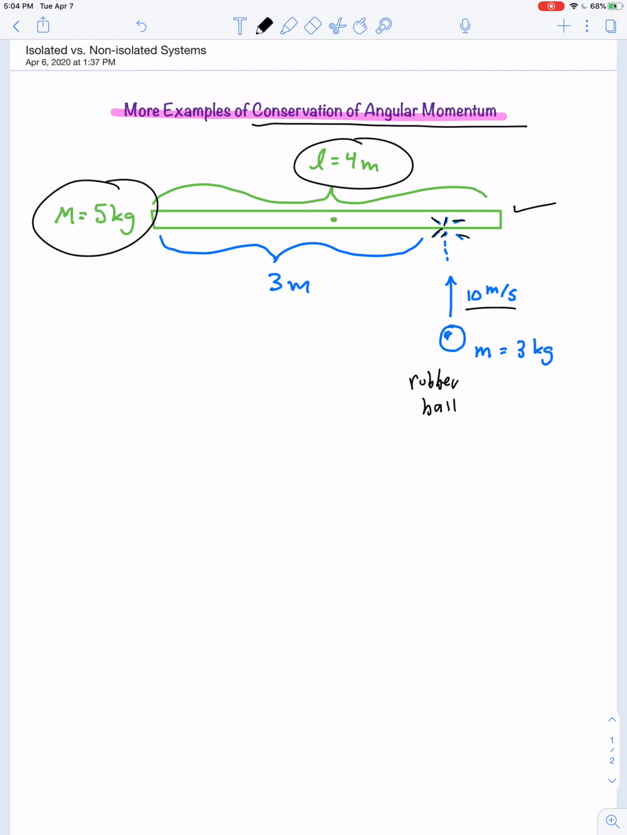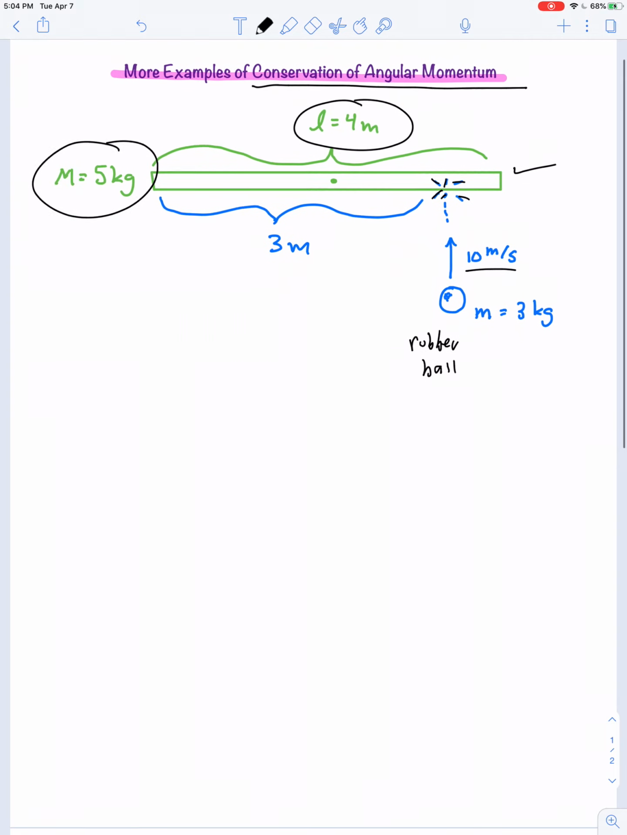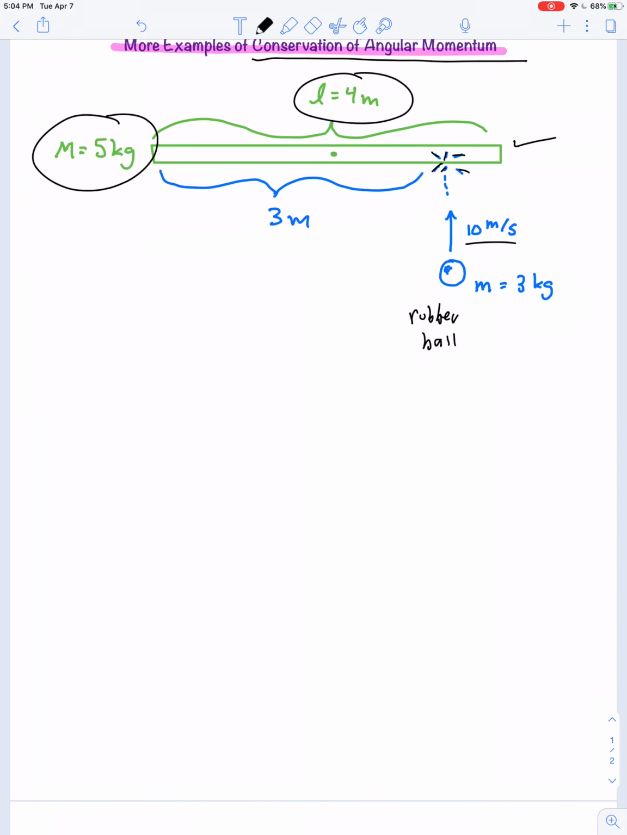So it doesn't stick to it. It's not perfectly inelastic. And I think we'll prove in this problem that it's not elastic either. In other words, some mechanical energy is wasted away as thermal energy. Here's what we need to figure out. The ball is going to hit the rod, and so this is what the system looks like afterward.